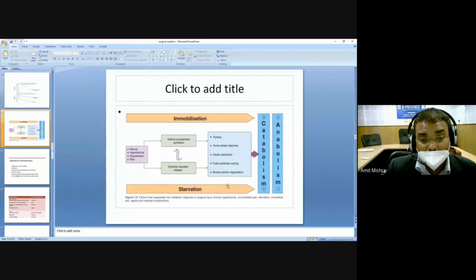Okay, so basically, the factors which exacerbate the metabolic response to surgical injury, I'm just enumerating them. The metabolic response will increase after wound infection, hypothermia, hypotension, and pain. And this ultimately leads to sympathetic activation and the cytokine cascade. The characteristic features we will find are pyrexia, the acute phase response, insulin resistance, futile substrate cycling, and muscle protein degradation.